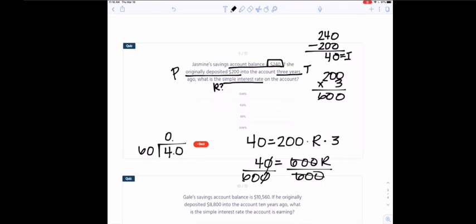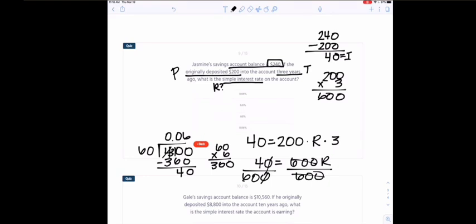I add a decimal. I add a 0. 60 goes into 40 0 times again. I add another 0. 60 goes into 400. We're going to say 6 times 7 is 42. So let's say it's going to be 6 times. 60 times 6 is 360.